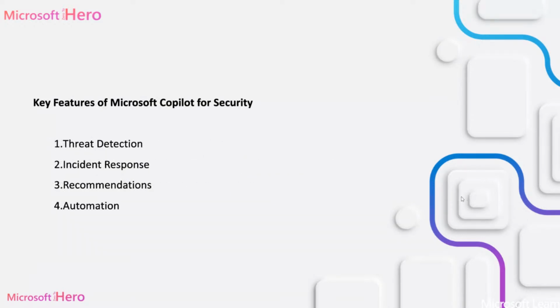Now, the key features of Microsoft Copilot for Security. There are four main features of Microsoft Copilot that help with security. We will talk about each one in more detail. The first is threat detection. The second is incident response. The third is recommendation. And the last one is automation.